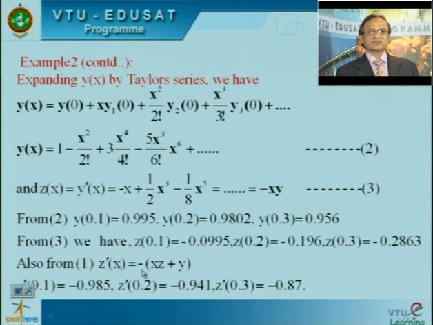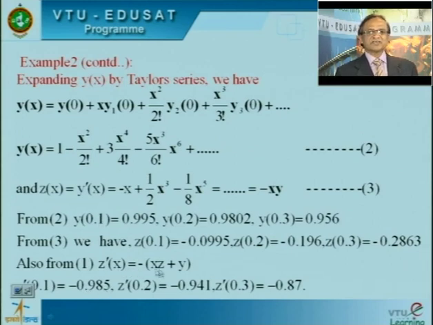So, z single prime of x is equal to, you can take all other terms to the right hand side, you will get minus times of xz plus y. Now you want to calculate z single prime at x is equal to 0.1. You know the value of x at 0.1, z at 0.1. You want to substitute those two values in this equation. y is also known at 0.1, just now we have calculated, right. Substitute and simplify. After simplification, you can obtain minus 0.985.